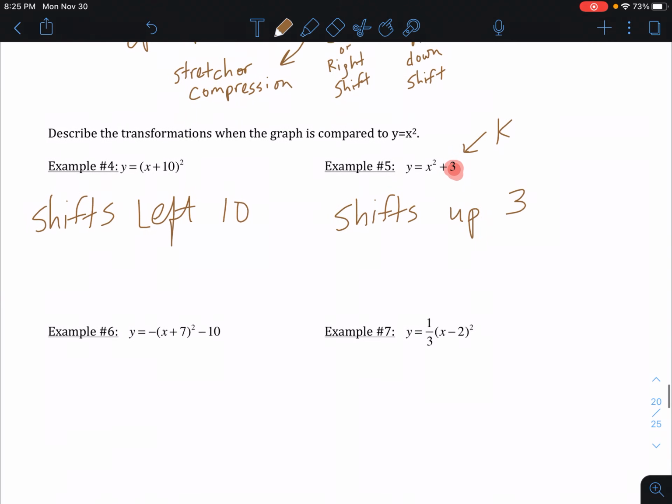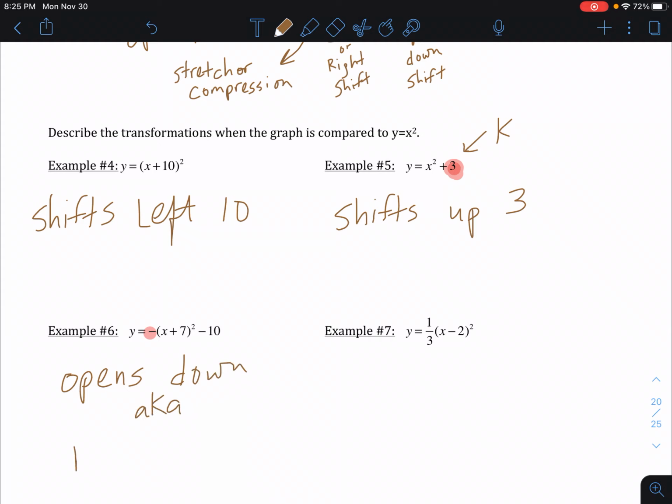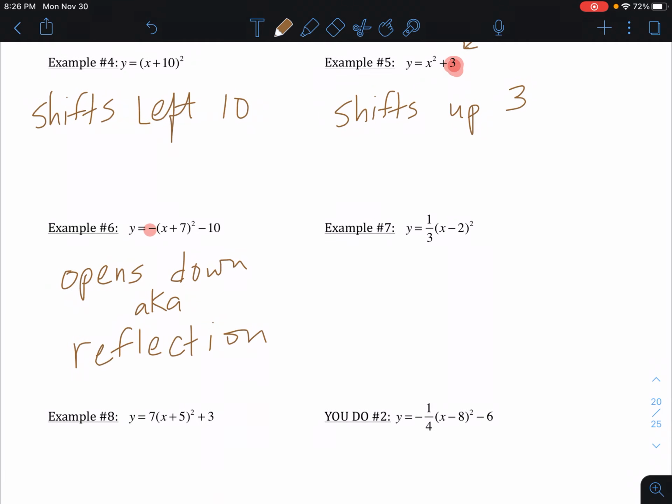All right, example 6, we have some more shifts here. Now we have our first one. We actually have 3 transformations here. Look right after the equal sign, and you see a negative. That A is a negative, an invisible -1. So that's our first guy where we are going to write opens down. Also known as a reflection. Meaning if instead of a U opening upwards, it would be basically an upside down U if we were to graph.